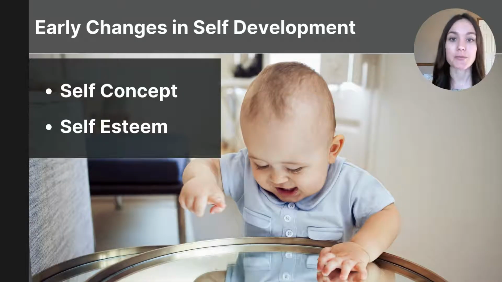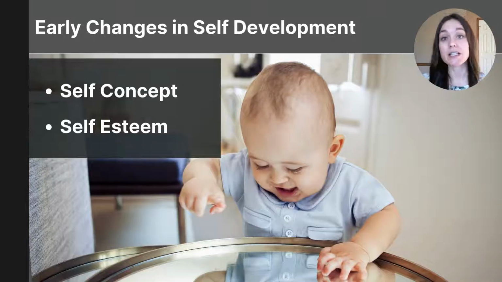Now, I want to start with the terms self-concept and self-esteem. These terms aren't directly mentioned in Unit 3 of the CED, but they will come up in Unit 4, and I think they're important to bring up here because they relate to how we develop our sense of self.